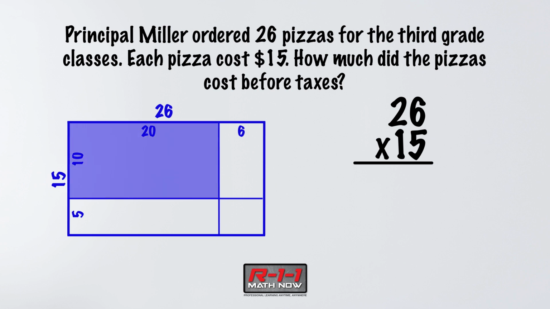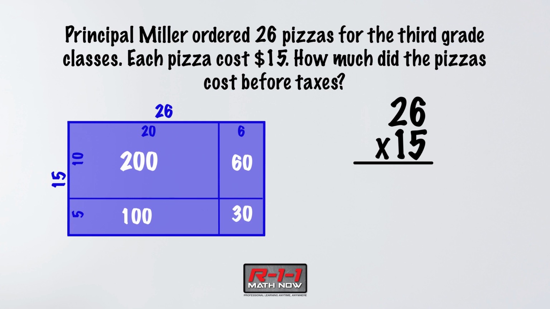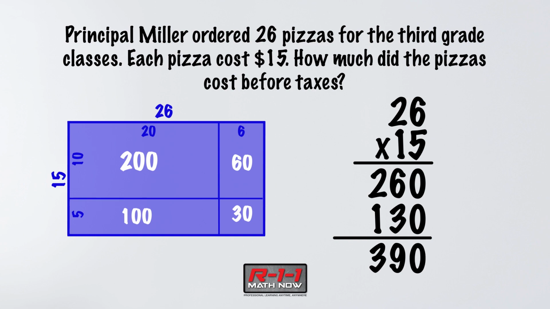So the area of this section right here is 10 by 20. 10 times 20 is 200. The section of this rectangle right here is 10 by 6, 60. The section of this rectangle right here is 5 by 20, that's 100. And this section is 5 by 6, or 30. And I still get my 260 and my 130 for a total of 390.